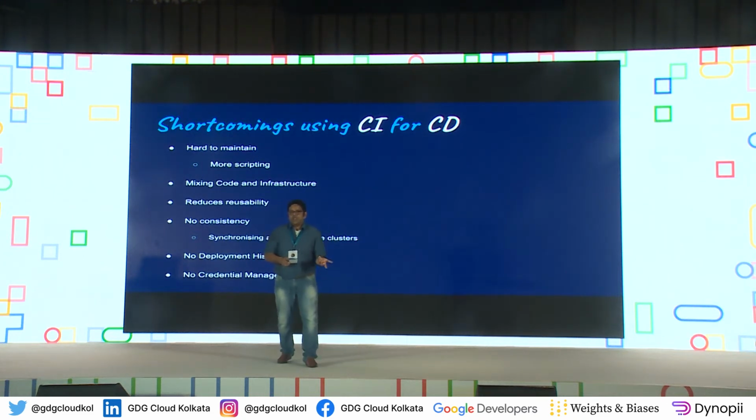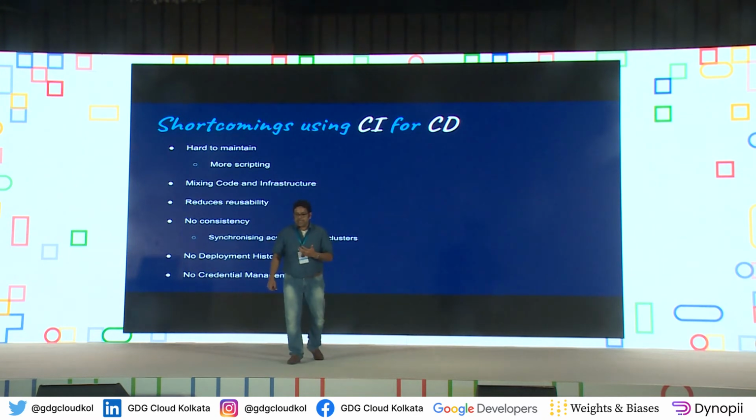And no deployment history, right? I do have build history, but there is no deployment history. What happened to my Kubernetes deployment, which was deployed with pipeline number 123 or 1156, something like that? I cannot maintain this history as well, right?